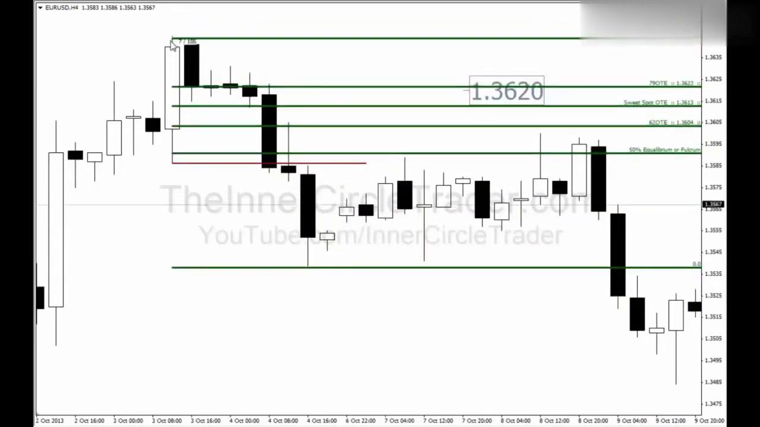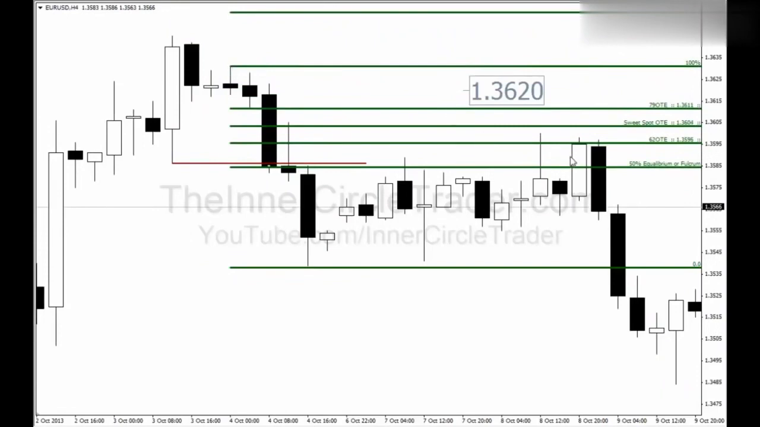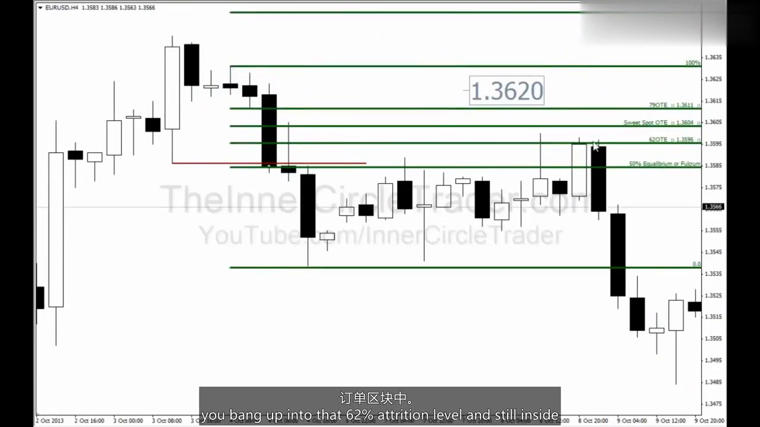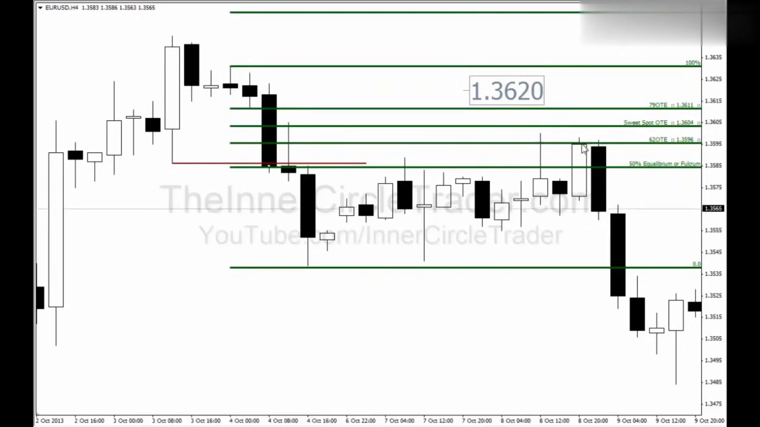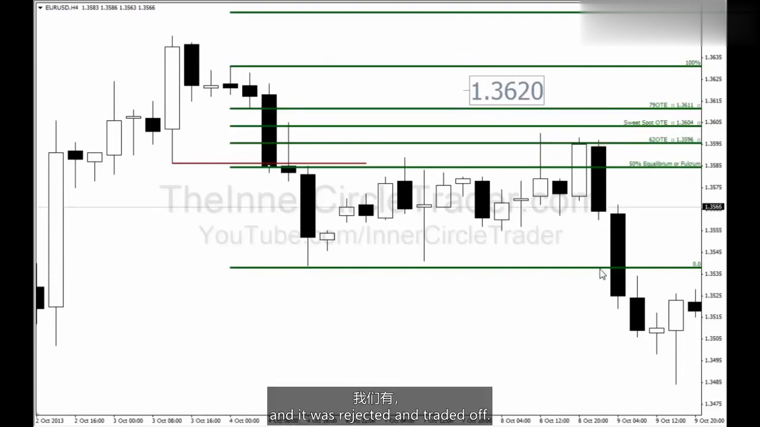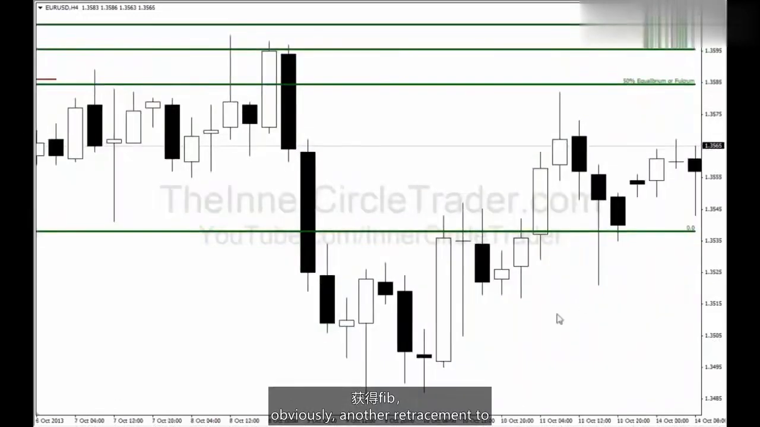If we use this swing high here, you bang up into that 62% retracement level and still inside the order block. But notice the candles were unable to have any of their bodies within that realm. It's only the wicks, and then it was rejected and traded off. Then we had obviously another retracement.